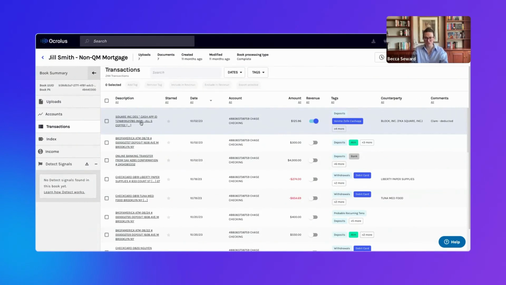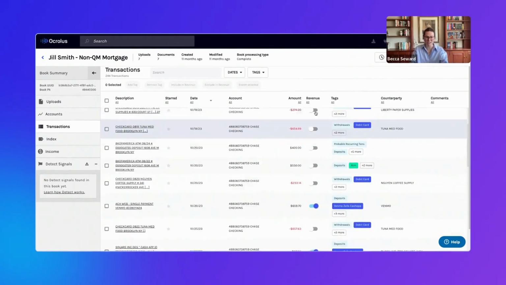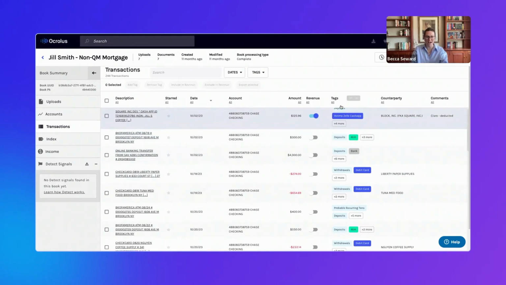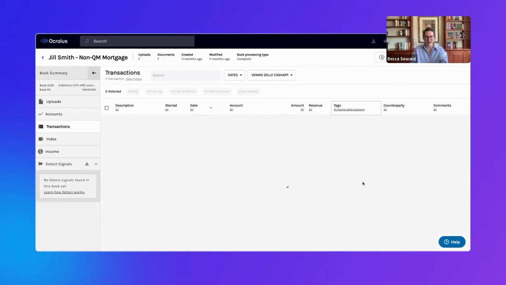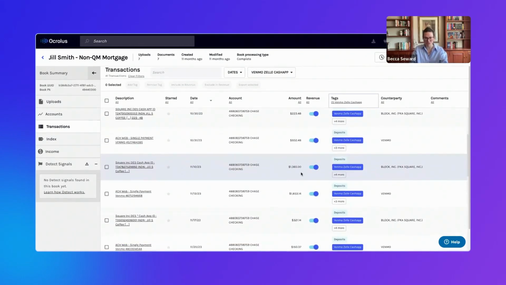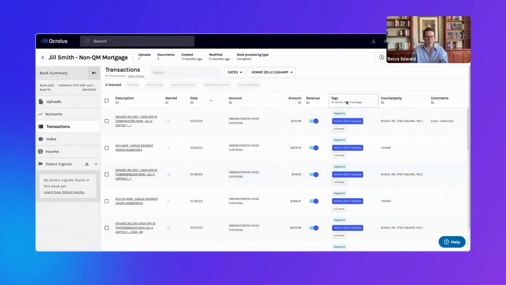So if I look at this description here, I can see that there are keywords such as Cash App, and we leverage those description words to build transaction tags. So every single time I look through this list of transactions and there is Cash App mentioned, it will be tagged with this Venmo, Zelle, Cash App transaction tag. And if I filter, I can see every single transaction there.